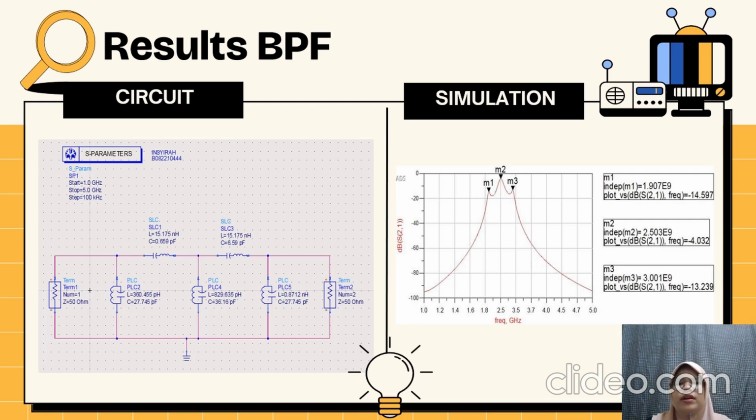On the right is the S-parameter simulation result. The marker M2 shows the center frequency at 2.503 GHz, and the 3 dB points M1 and M3 are at approximately 1.91 GHz and 3.00 GHz, indicating the desired bandwidth is achieved. The insertion loss is minimal at the center, and the filter response shows a sharp roll-off, which matches our design goals.